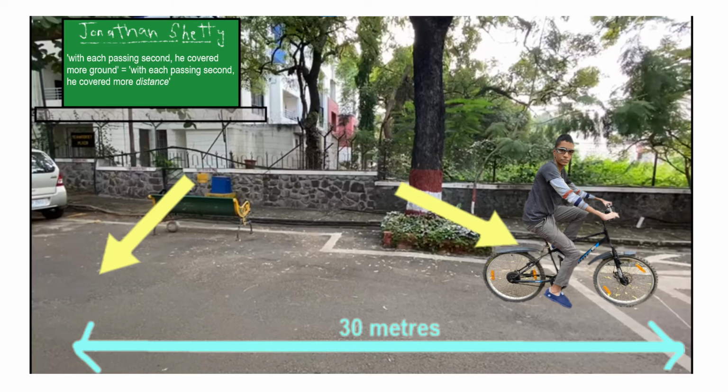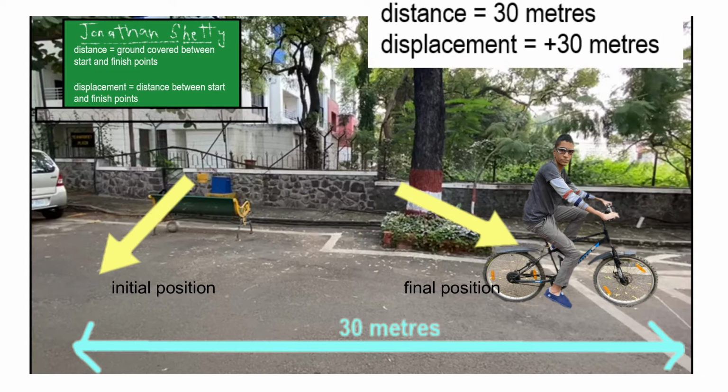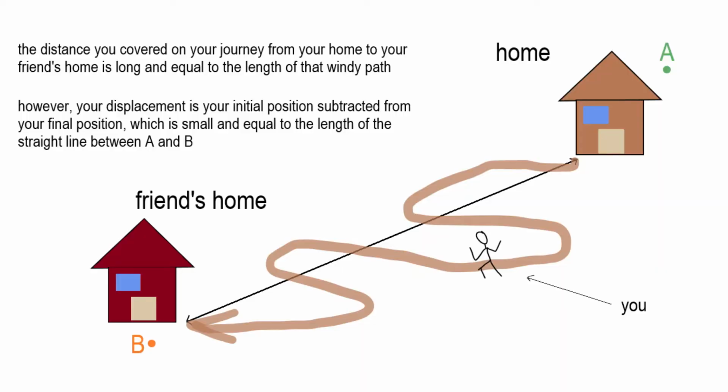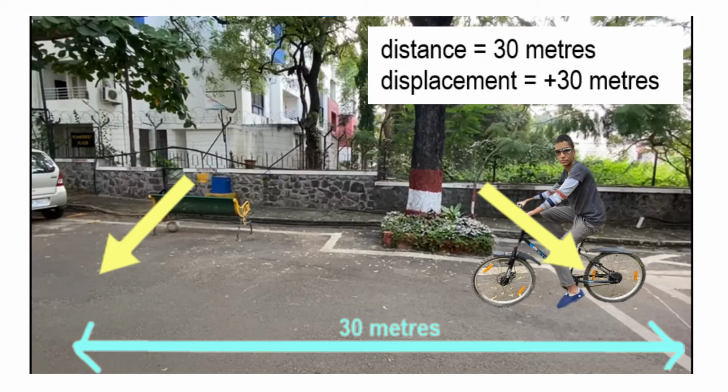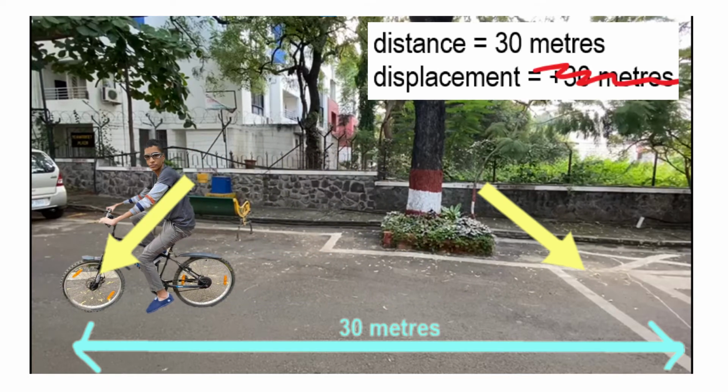The distance between his final position, when his journey ended after 10 seconds, and his initial position, when his journey had just begun, is called the displacement. The displacement is the change in position of an object, in this case 30 meters. If Jonathan were to cycle back to his initial position in the same way, his displacement would be minus 30 meters.